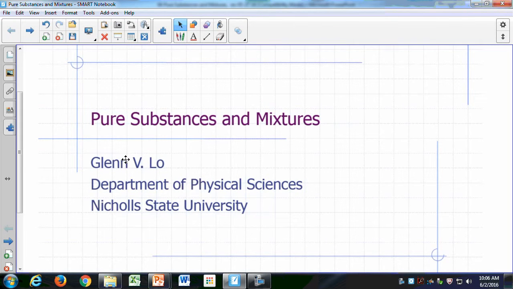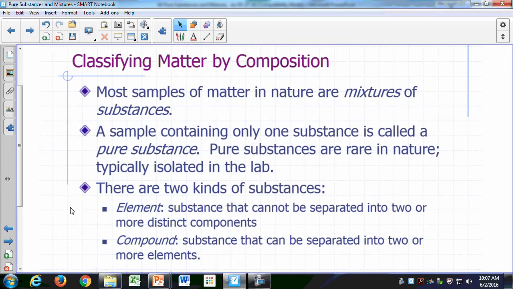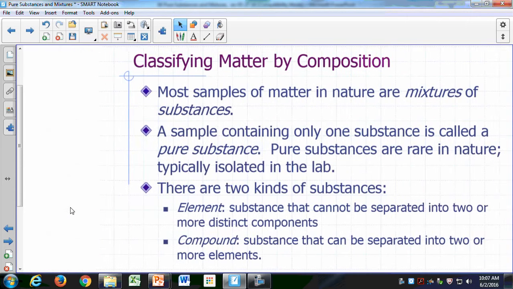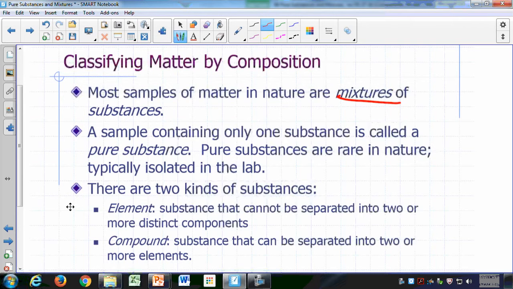Matter can be classified, a sample of matter can be classified as either a sample of a pure substance or a mixture of substances. Now, most of the samples of matter that you encounter in nature are mixtures of substances. Now, a sample that contains only one substance is called a pure substance. And they are kind of rare in nature.